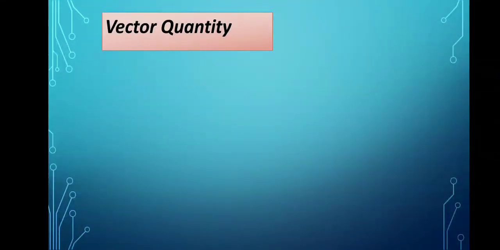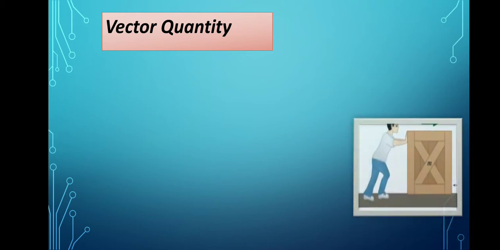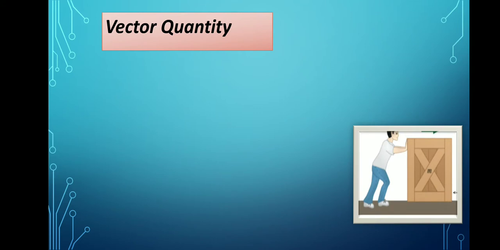Now let's move to the next part, vector quantity. This word is also new to you. There are two kinds of quantities, vector quantity and scalar quantity. Here a man is pushing an object, which means he is applying a force. While he is applying a force, what happens? The object moves in a direction. So there is a direction. While you are applying 5 Newton or 10 Newton, it has a magnitude.